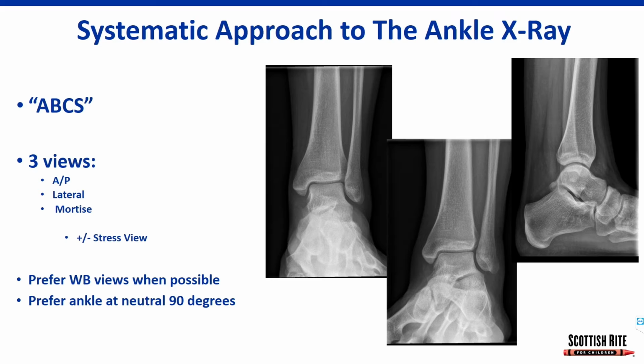So our ABCs, again, this is a 3-view. You want an ankle with a 3-view image, plus or minus a stress view, which we'll cover a little bit here in a minute. And then we prefer these to be weight-bearing when at all possible. We also prefer to have that ankle at neutral or 90 degrees.